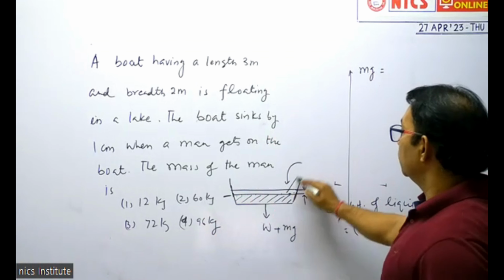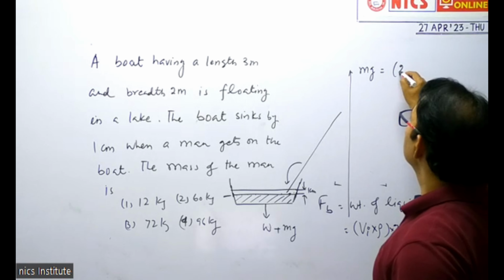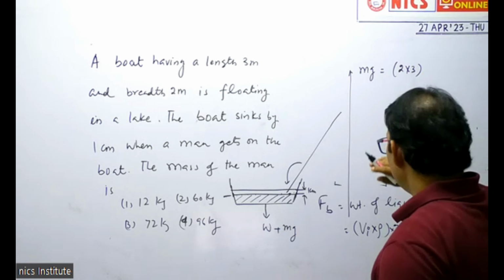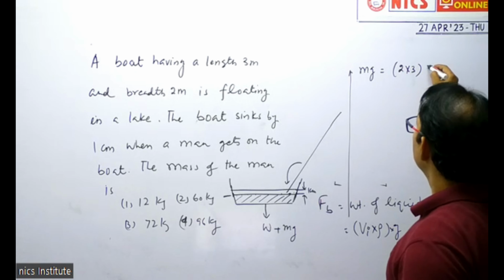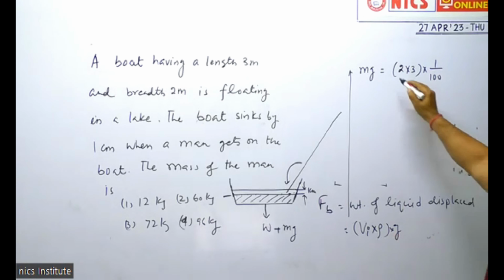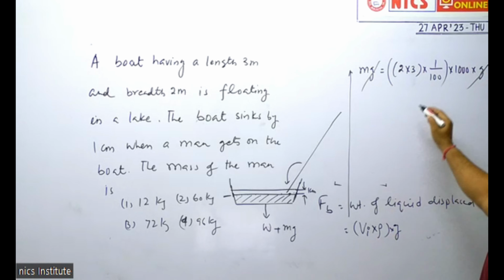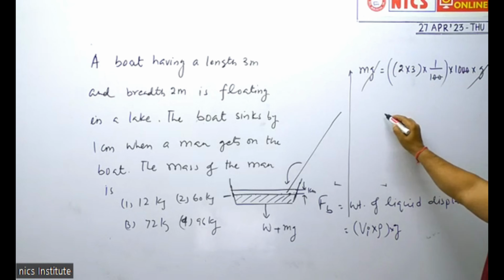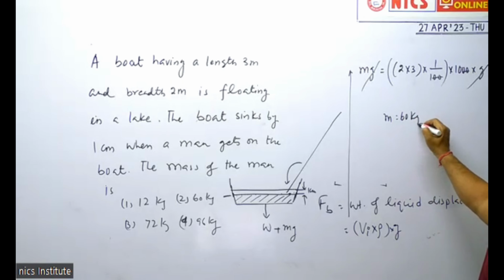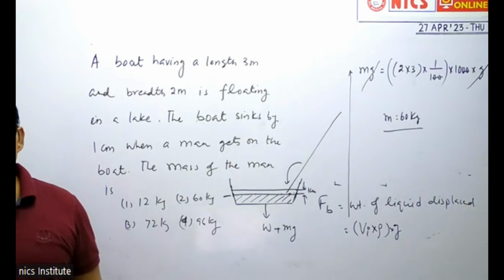Vi would be this volume. This is the extra volume. The length and the breadth of the boat are 2 into 3, this is the area, and I multiply it by the height, which is 1 centimeter. I need to convert 1 centimeter into meters. So this is the volume Vi, the extra liquid displaced by the boat, multiplied by the density of water. The density of water is 1000, into g. The mass of the person is 60 kg, right?